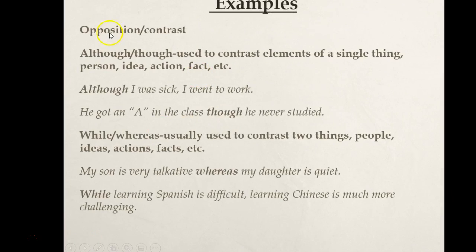Okay, so here are some examples with those types of subordinating conjunctions. So to show opposition or contrast, we use although and though when we are contrasting two parts or two elements of a single thing, person, idea, action, or fact. For example, in this sentence: Although I was sick, I went to work. So two parts of a single thing. Notice the subject is the same in both clauses, I.